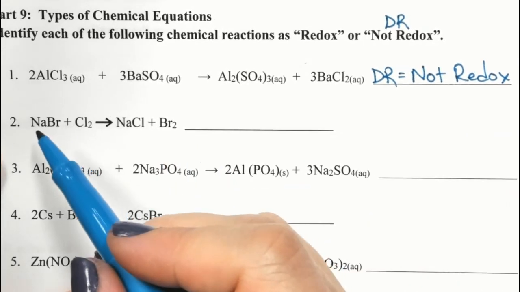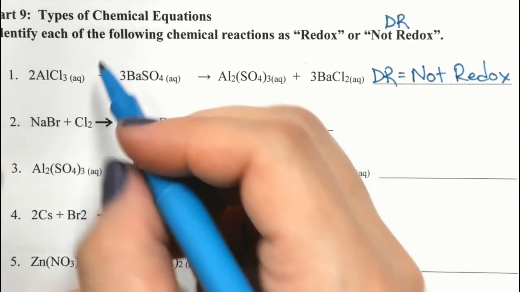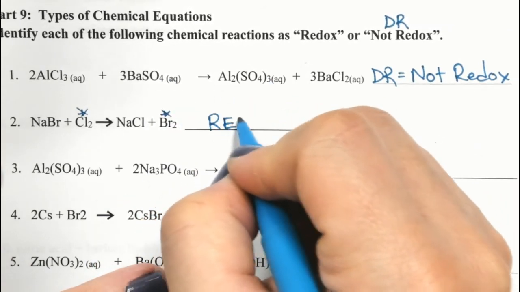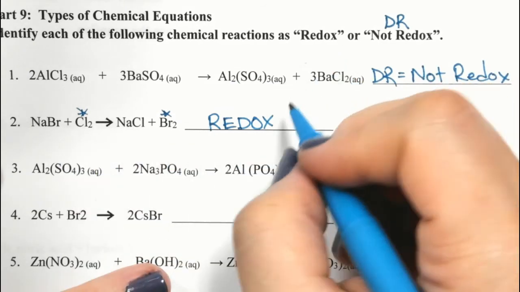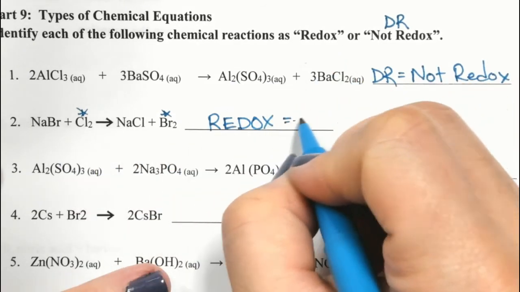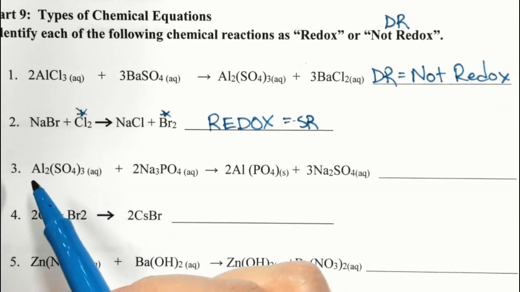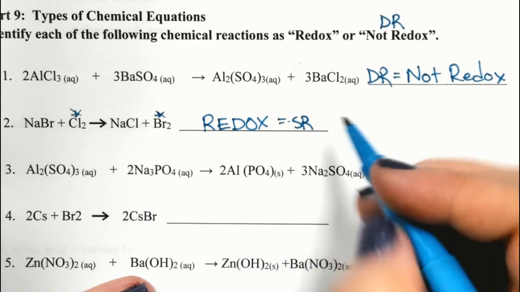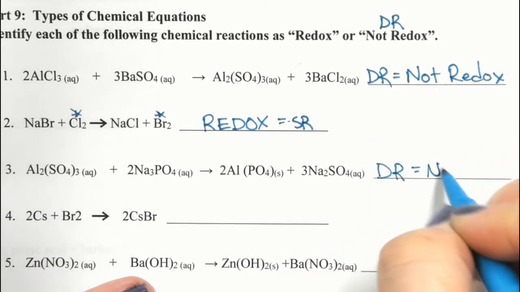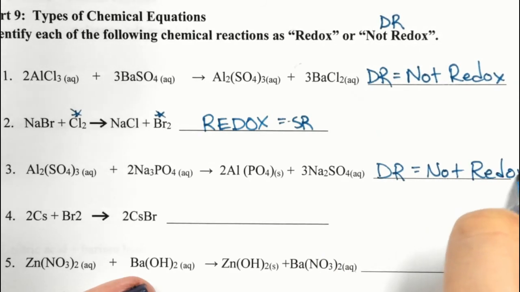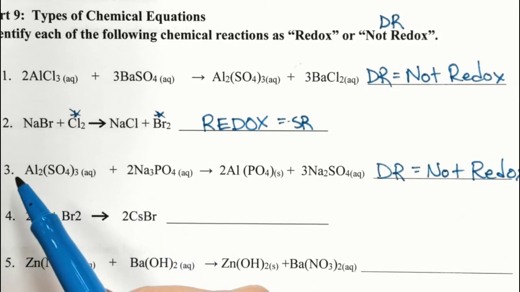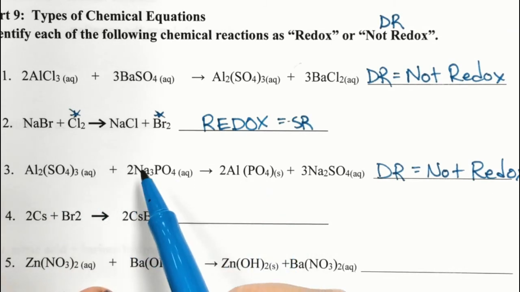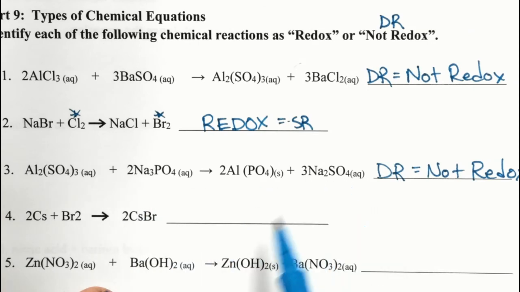Number 2 is a compound plus a single element. When you see a single element, that automatically makes it a redox reaction. But to be very specific, this one is single replacement. Number 3, we have a compound plus a compound. That is going to be a double replacement reaction, and therefore this is not redox. And remember, in double replacement, it goes first and last, aluminum phosphate, third and second, sodium sulfate.